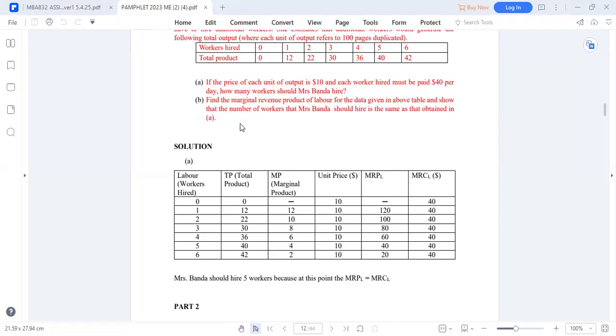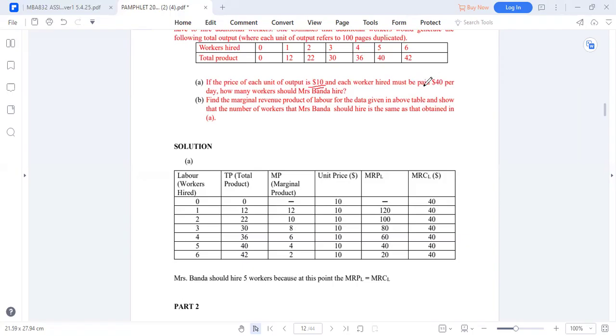Then we've been told that the price per unit is 10 kwacha. So what happens when you multiply the marginal product times the price, 10 kwacha? What do we get? The marginal revenue product. Are we together? So 12 times 10, 120. 10 times 10, 100. 8 times 10, 80. Until 2 times 10 is 20. So this is called the marginal revenue product.